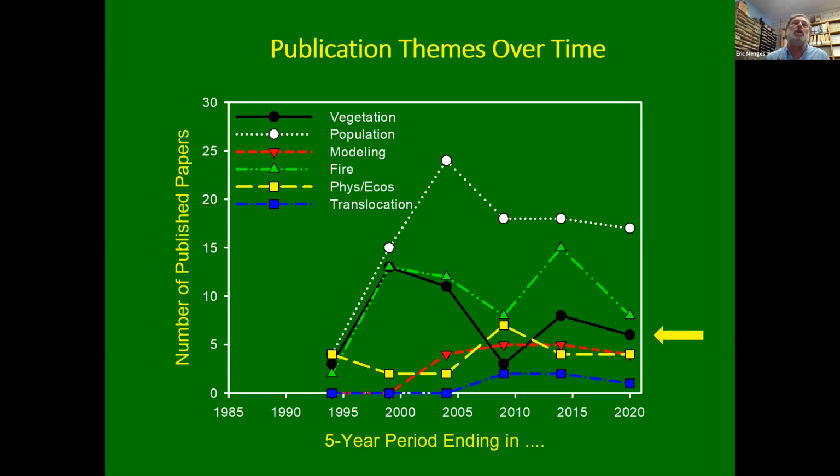Here's the graph that shows numbers of published papers in 5-year bins from 1990 to 2020. This is going to come up 6 times, once for each of the themes, so you don't have to worry too much about the details now. I'm going to start by talking about vegetation science, which had peaks in articles in the early part of this 30-year period.